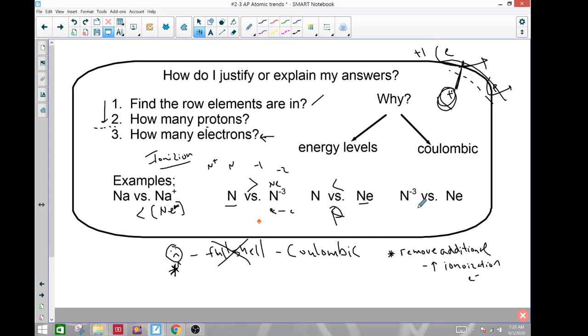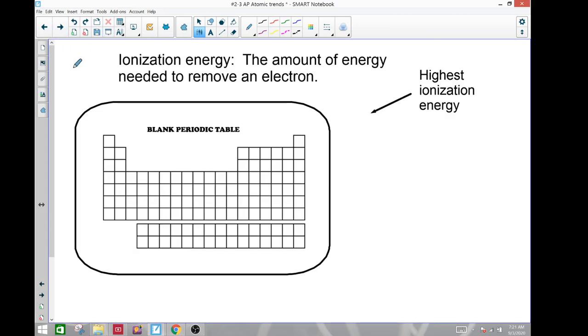All right, we got nitrogen -3, nitrogen again, same number of energy levels. This guy's isoelectronic with the neon. So same energy level, more protons, harder to remove. Now again, we get the full shell here. That doesn't matter, okay? That really doesn't matter. All right, ionization energy, the amount of energy needed to remove an electron.